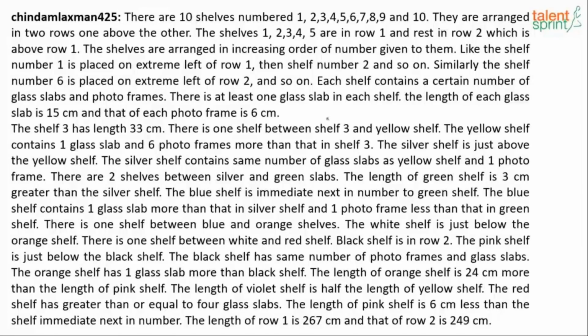So it's very simple. If you observe, the arrangement of shelves in terms of numbers is already done, right? It's in increasing order, it says. So row 1, for example, we'll have 1, 2, 3, 4, 5 in this order. Row 2 will have 6, 7, 8, 9, 10. Right? This is row 2.